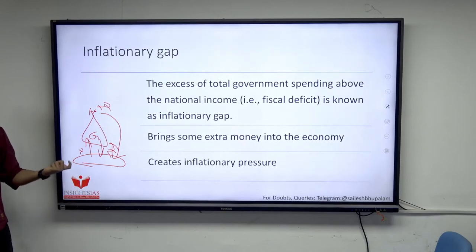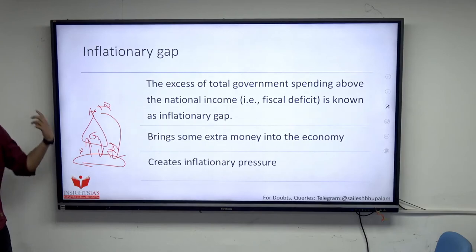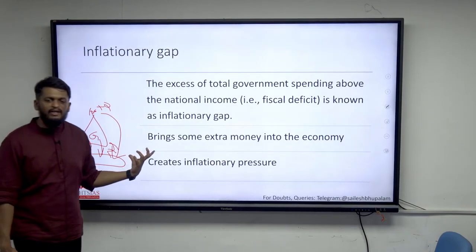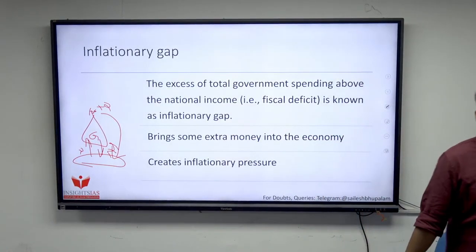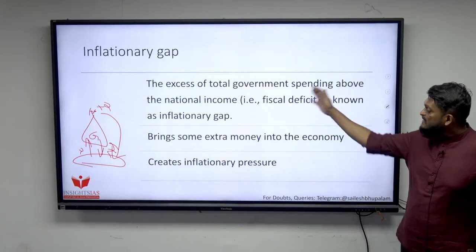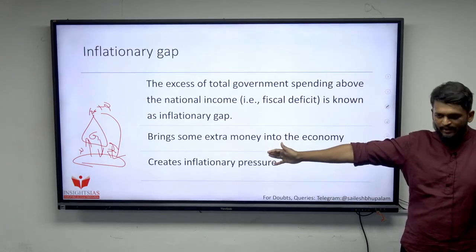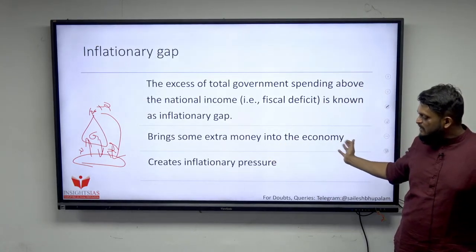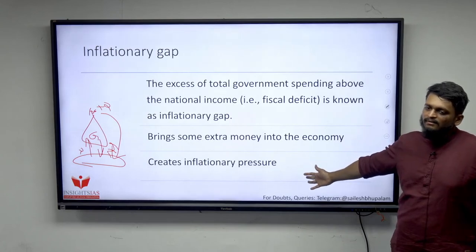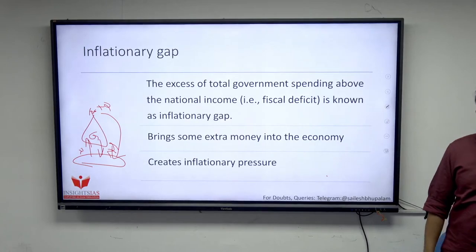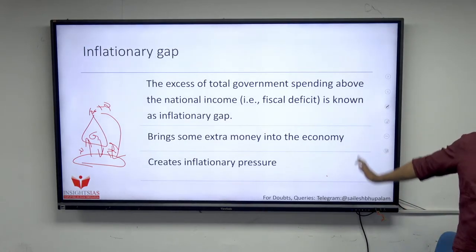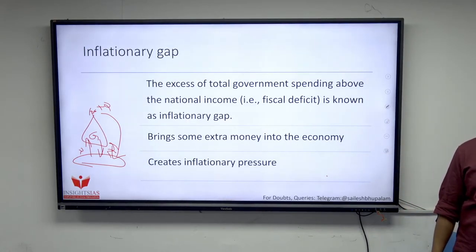If 2 rupees extra comes, what happens to inflation? Is it going to increase or not? Totally 100 rupees was there, and 2% extra money is present. Whenever extra money is present in the economy, inflation will increase. That means the excess of total government spending has the power to cause inflationary pressure, and that is what we call inflationary gap. This 2 rupees will create inflationary pressure. When we bring extra money into the economy, inflationary pressure is created. That is what the inflationary gap is.